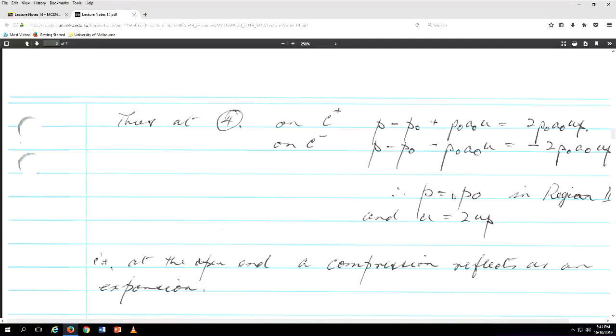So at the open end, a compression reflects as an expansion. The pressure went up in the compression wave, and then I came to an open end and the pressure went down. So the compression that I had reflected as an expansion at the open end. That's unlike the closed end where the pressure reflected as a compression.